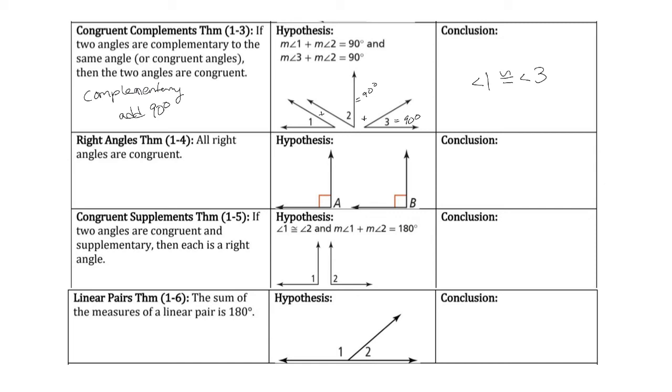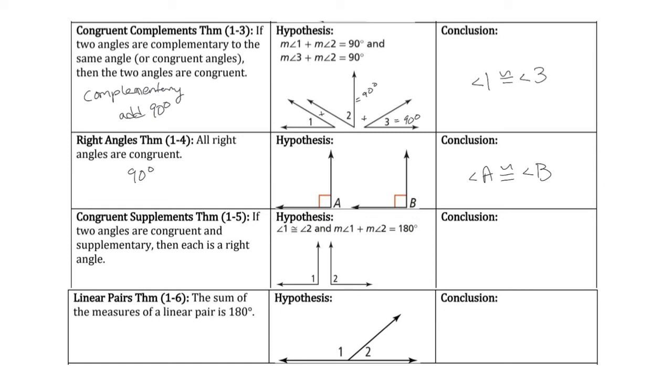All right. The next one is the right angles theorem. So you should know a right angle is 90 degrees. And this just tells us that if two angles are right angles, then they are congruent, or all right angles are congruent. So we can say angle A is congruent to angle B because they are both right angles.